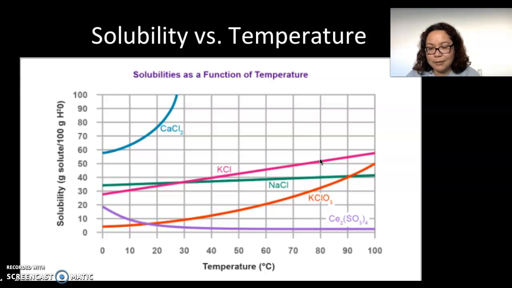But what about another one like sodium chloride over here? The maximum amount of sodium chloride at 80 degrees is around 40 grams. So you can dissolve only 40 grams of sodium chloride at 80 degrees Celsius, but with potassium chloride, you can dissolve more, around 51 grams. So which one has the greater solubility? Potassium chloride does.